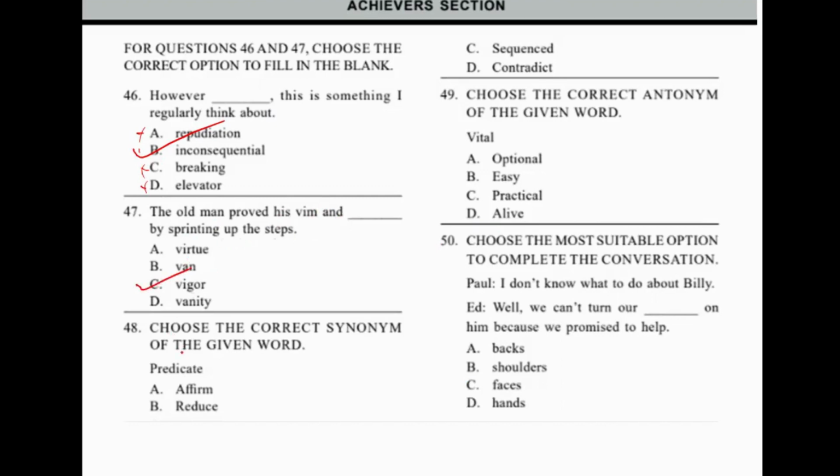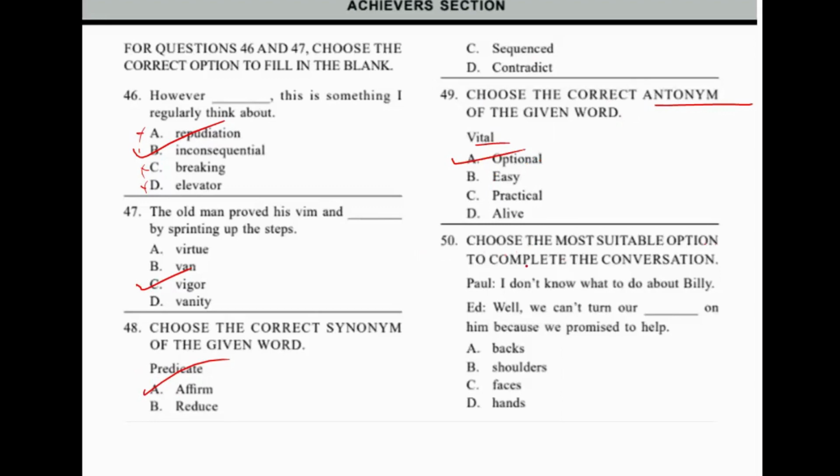Now choose the correct synonym of the given word. Predicate. What is predicate? That confirms or denies about what a subject does. Okay, so it's about affirming something. So the correct answer will be first option, affirm. Predicate means affirm. Okay. Now choose the correct antonym of the given word. You have to find the opposite of the given word. Vital means it is important, mandatory. Okay, so opposite of that can be easy practice. No, it should be the first option, optional. Okay. Now, the last one.